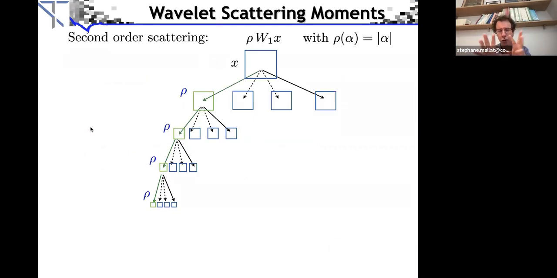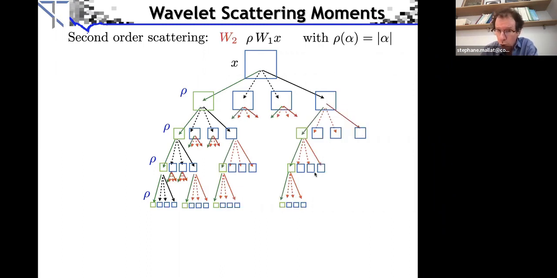So let me show now how it relates to a network. First, we did our wavelet transform, computing the variation at different scales. Then to each of these images, we applied the nonlinearity, which is here a modulus. And then we recompute a wavelet transform.